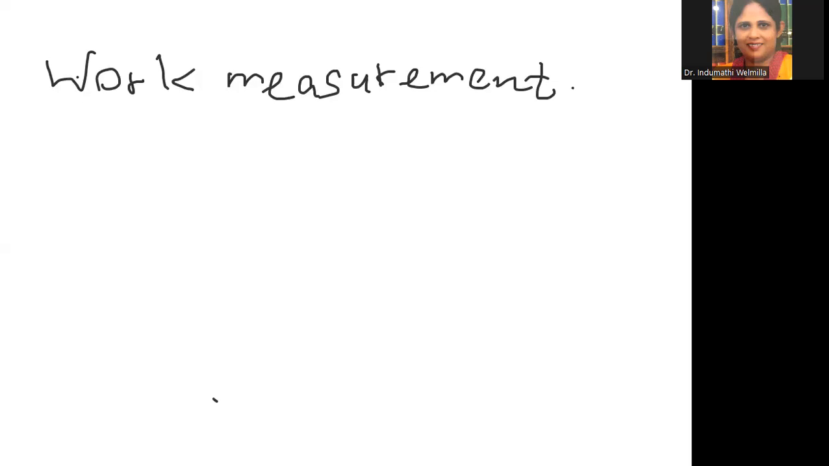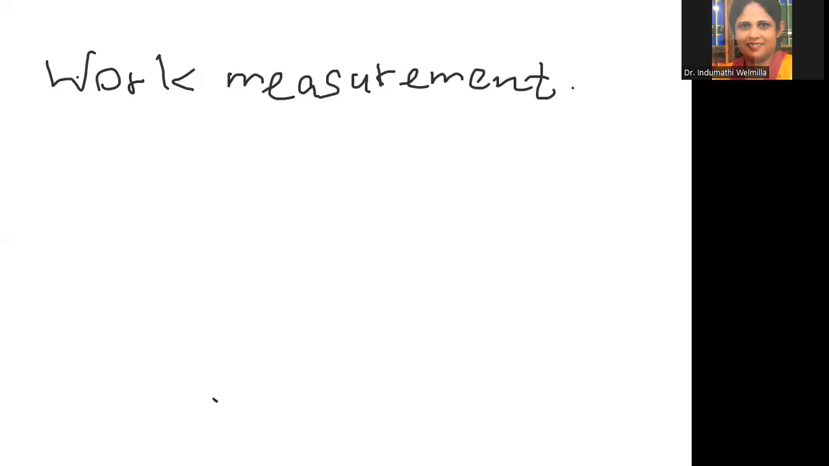The direct methods commonly used are time study and activity sampling. Some of the indirect methods are synthetic times, predetermined motion time systems, and analytical estimation methods. Time study is the most commonly used method for work measurement. To measure work, we use the time study.